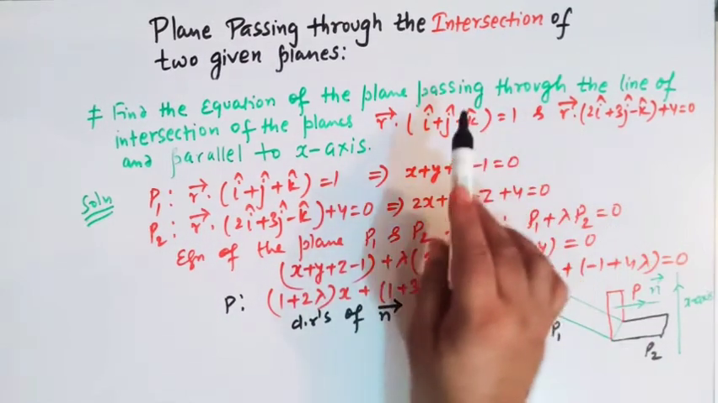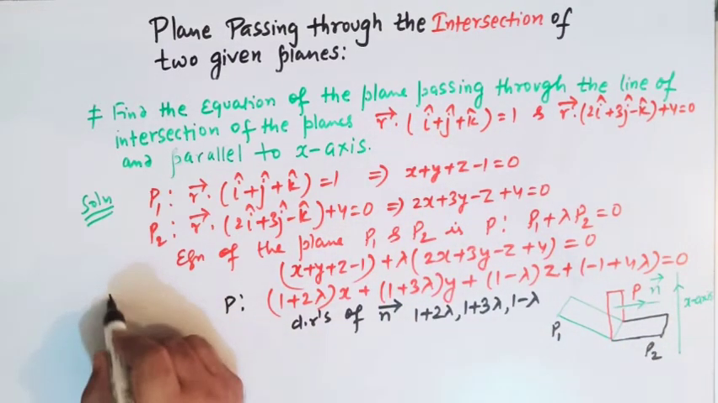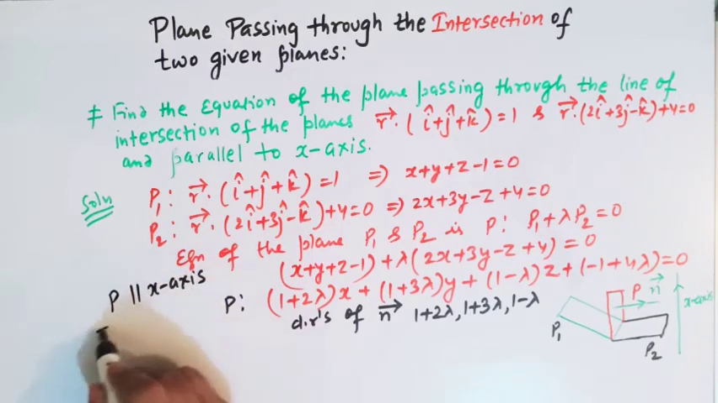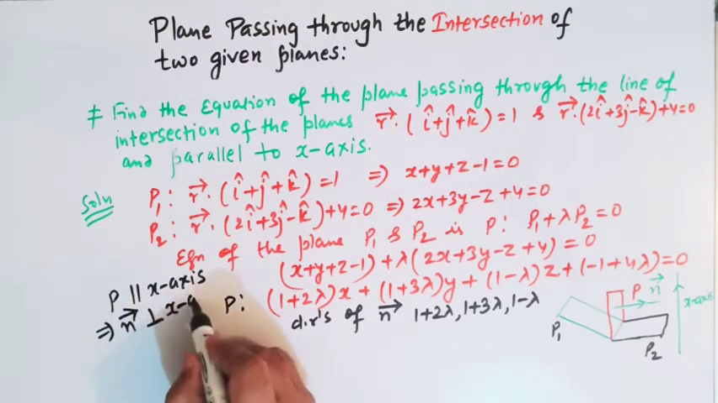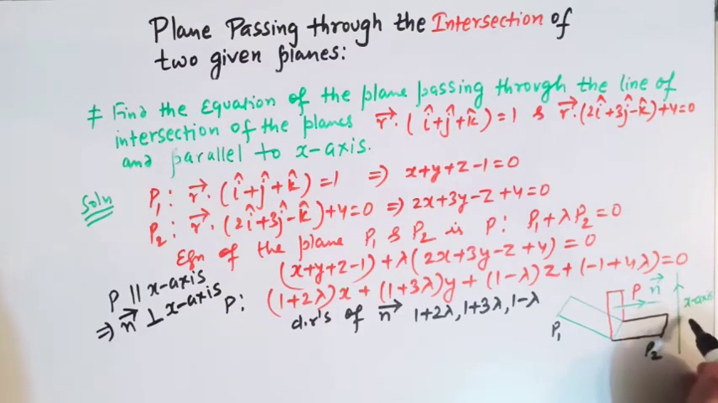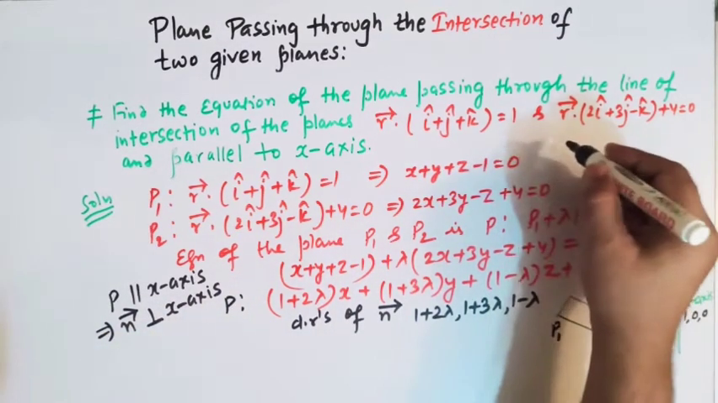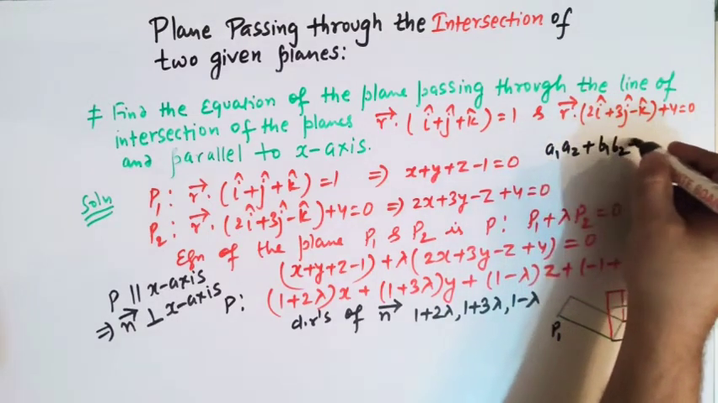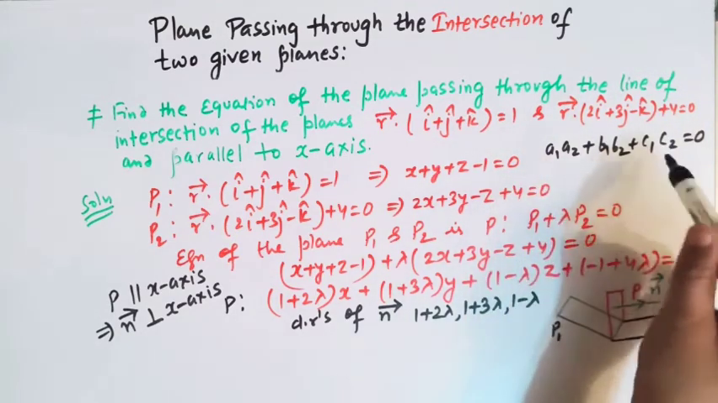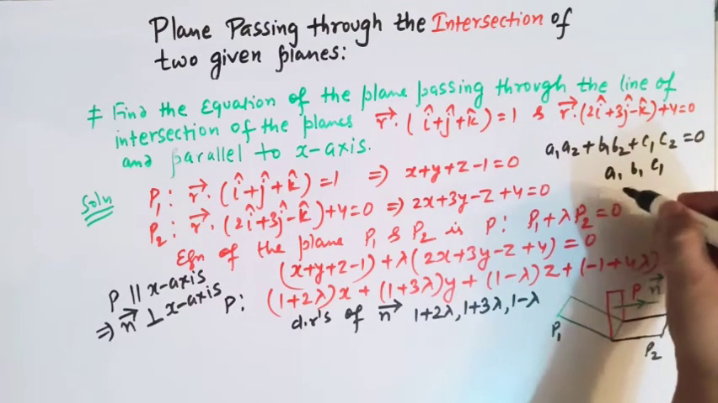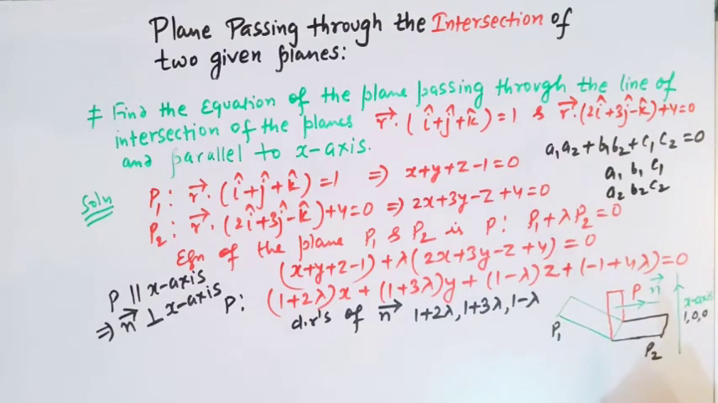Now here the condition is given: this plane P is parallel to the x-axis. So if the plane P is parallel to the x-axis, then it implies that the normal vector is perpendicular to the x-axis, right? And the DRs of the x-axis are 1, 0 and 0 here, and we can have the condition of perpendicularity of two vectors. Two vectors are said to be perpendicular if a1 a2 plus b1 b2 plus c1 c2 is equal to 0, where a1 b1 c1 are the DRs of the first vector and a2 b2 c2 are the DRs of the second vector. So here a1 b1 c1 are 1 plus 2 lambda, 1 plus 3 lambda and 1 minus lambda, and a2 b2 c2 are 1, 0 and 0.